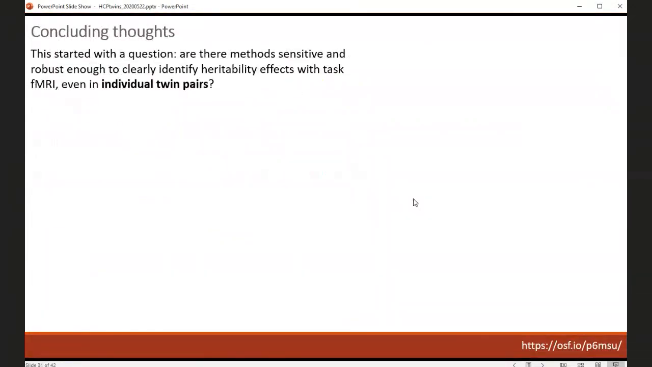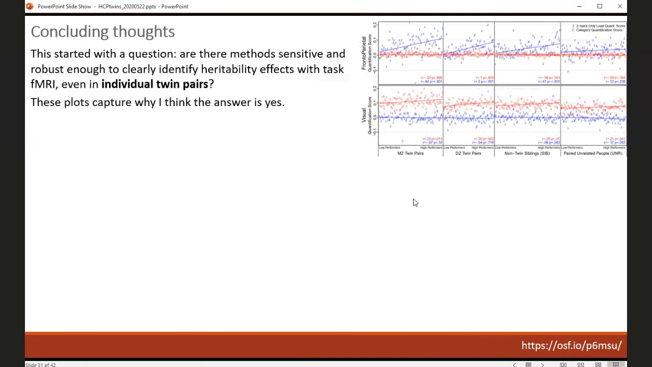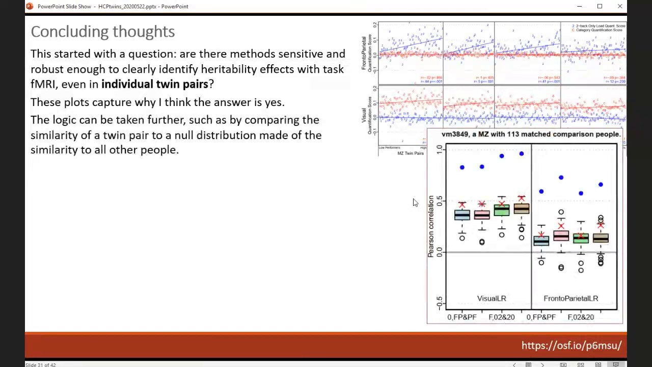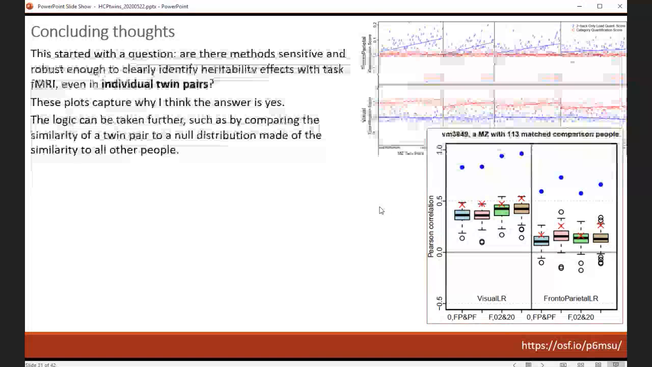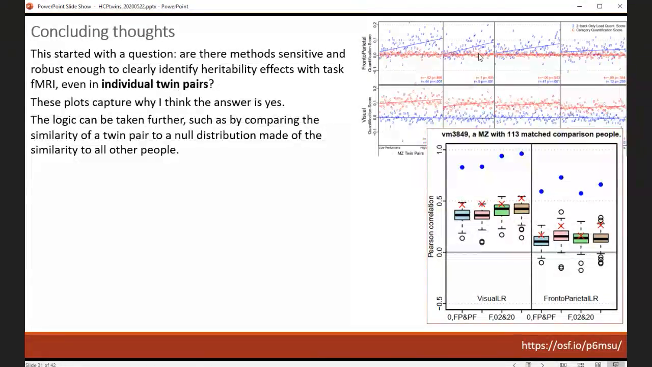Okay, so to finish this off, this started with a question of whether there are methods sensitive and robust enough to clearly identify heritability effects with task fMRI, even in individual twin pairs. And hopefully you agree with me that yes, this seems to be capturing some of these effects. And there are clear ways to extend this logic that I haven't talked about, that we've only just started playing with. I can use all these other twin pairs, or other people pairs, to make a null distribution to compare my twin to. There's a lot more we can do with it.